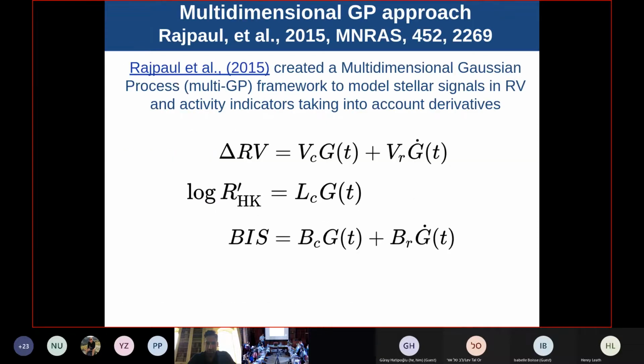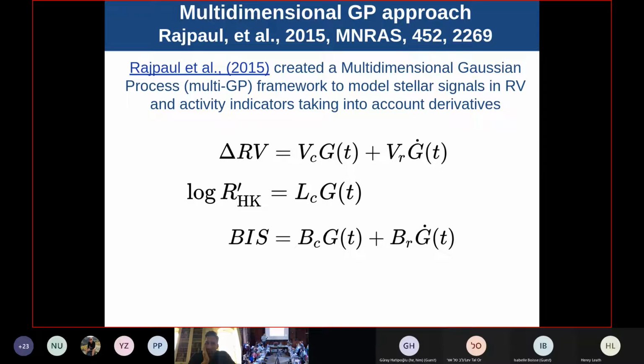So this idea was taken further by Rajpaul in 2015, which is what Suzanne mentioned before. The idea was to assume that the RVs behave as the derivative of some other time series, creating an approach in which the radial velocity can be described by a linear term and a derivative term. Some activity indicator can be described only by the function that describes something like the flux, and some other activity indicator can be described by the same function but also the derivative of the function.